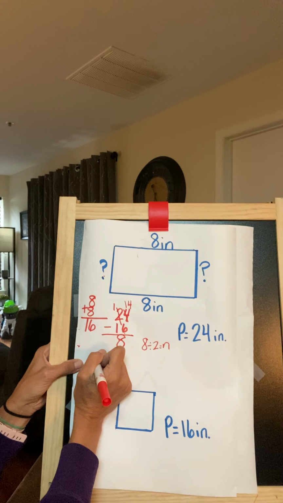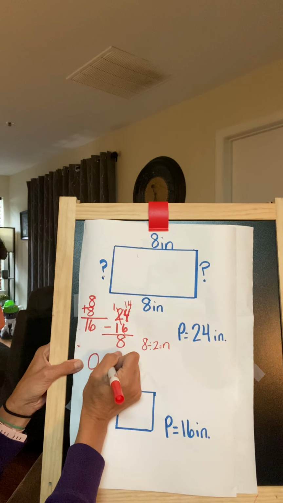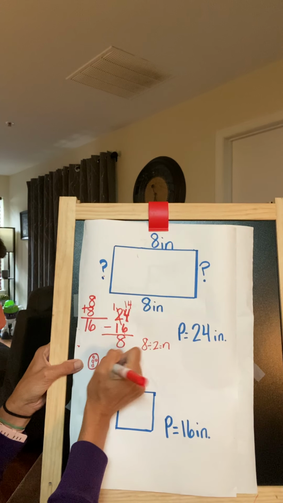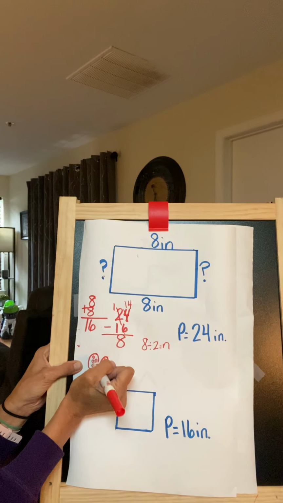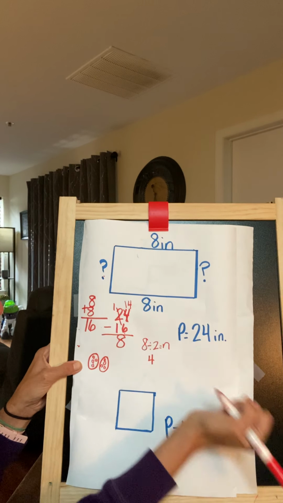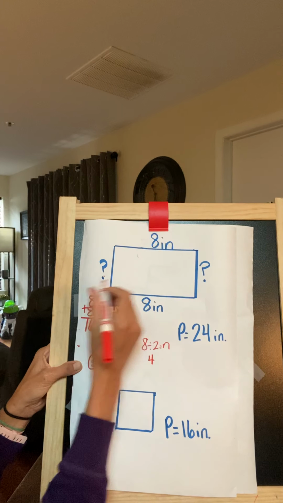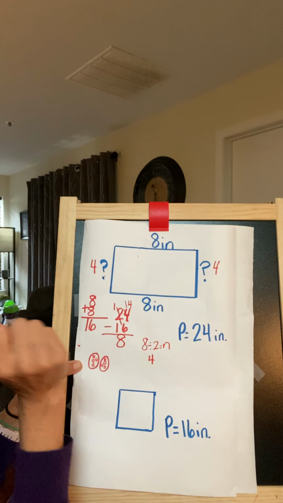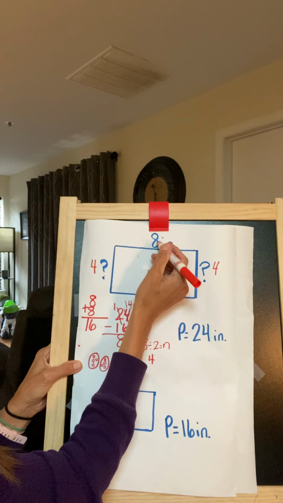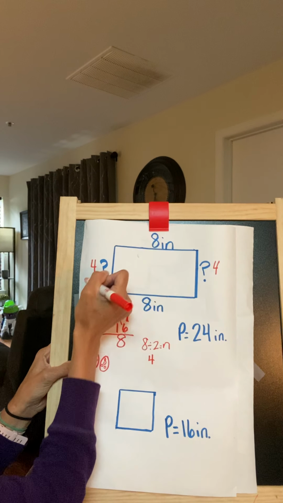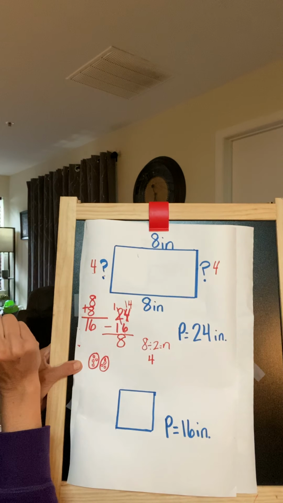So I have 2 groups, right? And then I'm gonna put 1, 2, 3, 4, 5, 6, 7, 8. How many are in each group? 1, 2, 3, 4. That means that 8 divided by 2 equals 4. So that means that this equals 4 and this equals 4. And I could check my work, right? I can say 8 plus 8 is 16. 16 plus 4 is 20. 20 plus 4 equals 24.